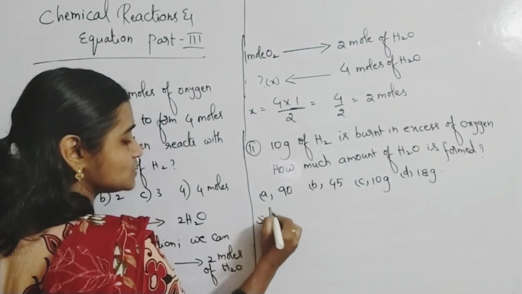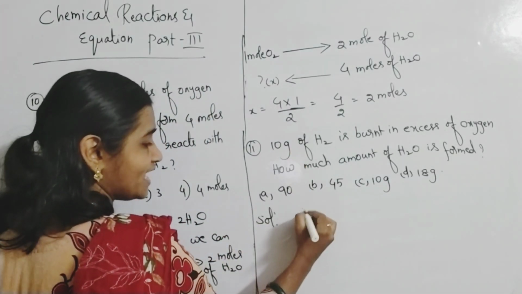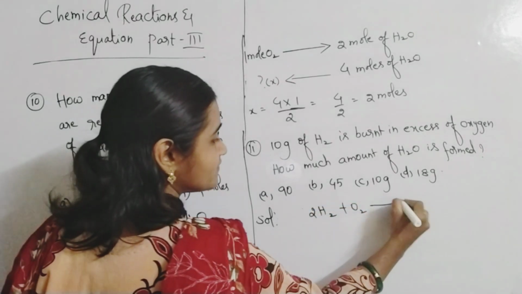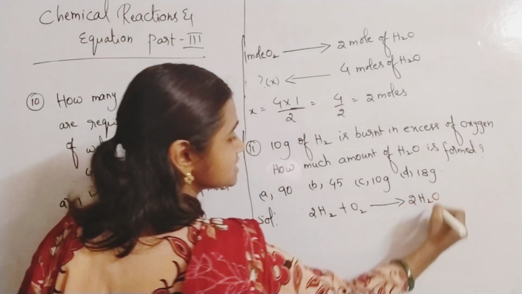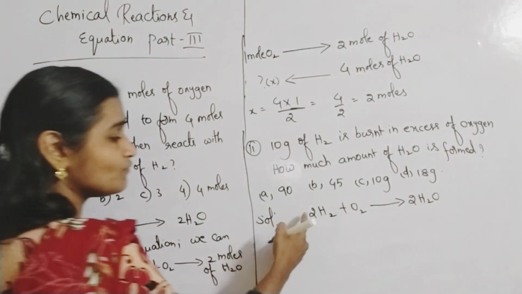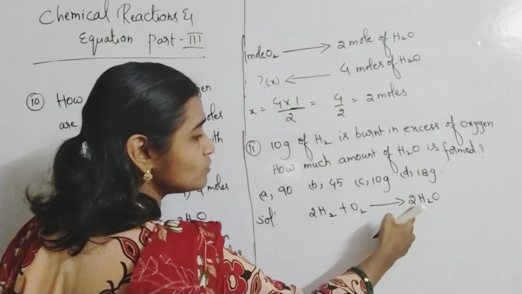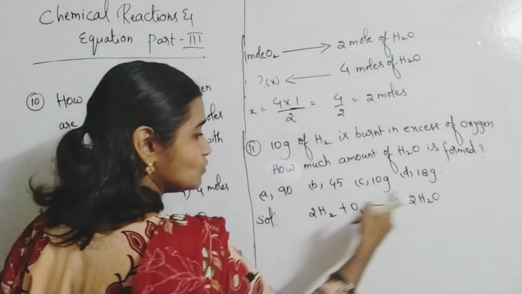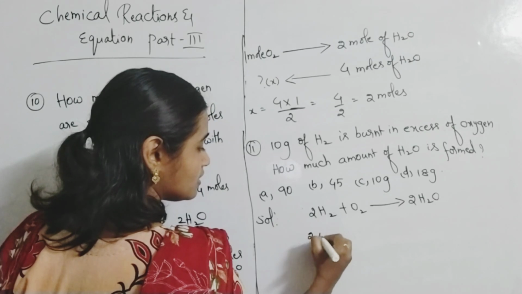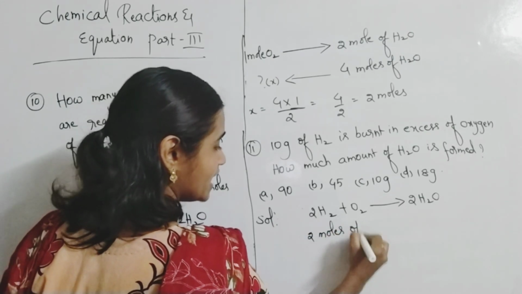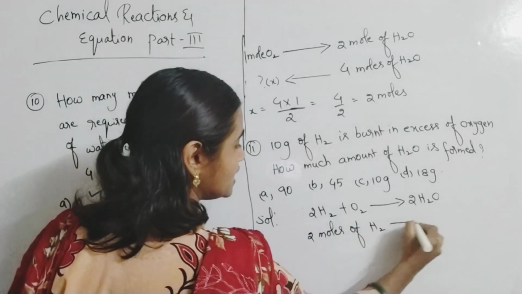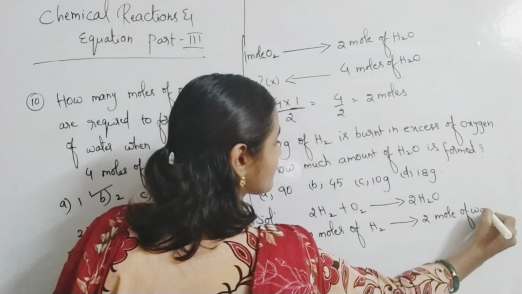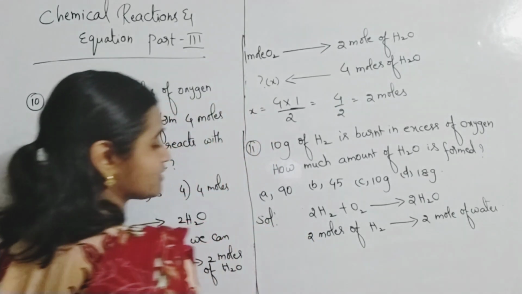Let us calculate. How to do the solution? Write the balanced equation first: 2H2 plus O2 gives rise to 2H2O. This is the balanced equation. Please understand carefully: 2 moles of H2 is giving 2 moles of water.